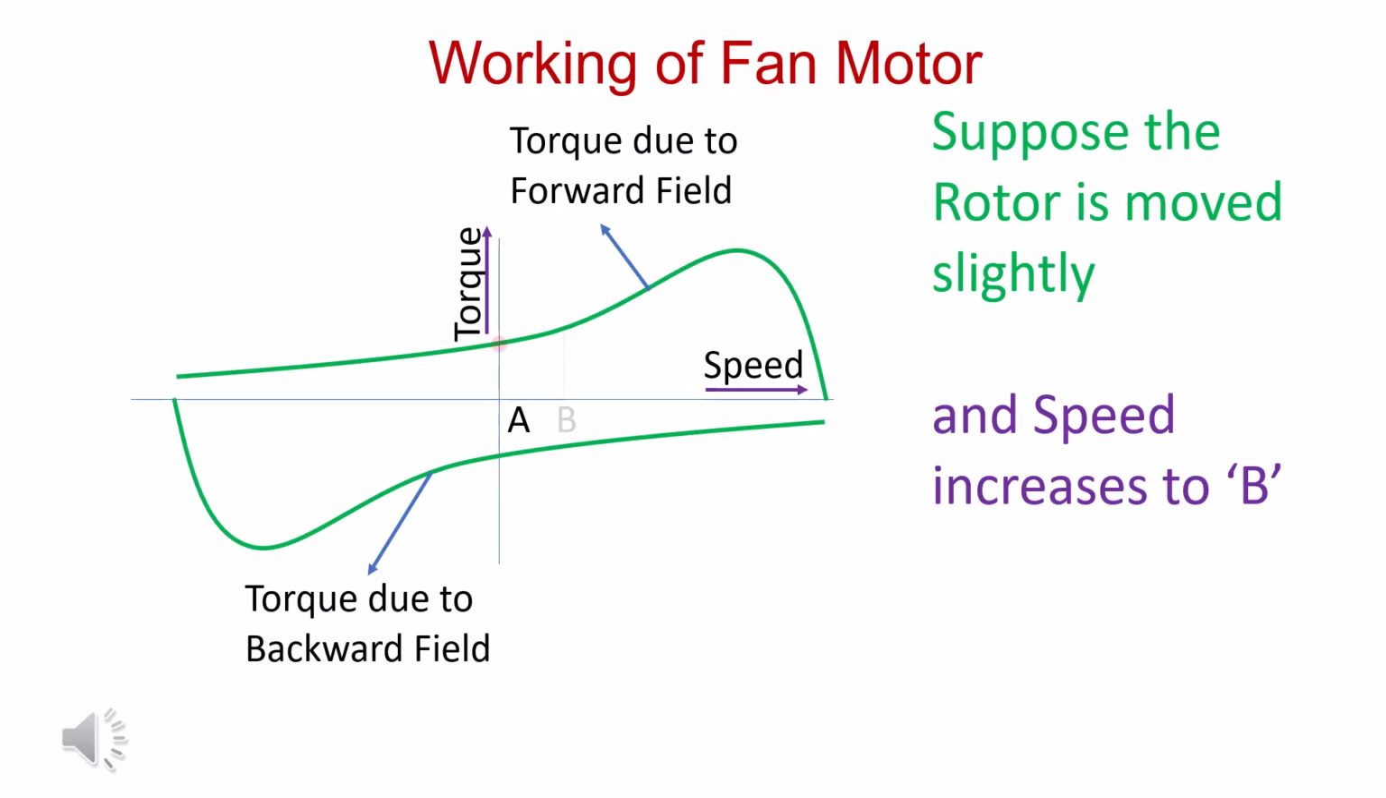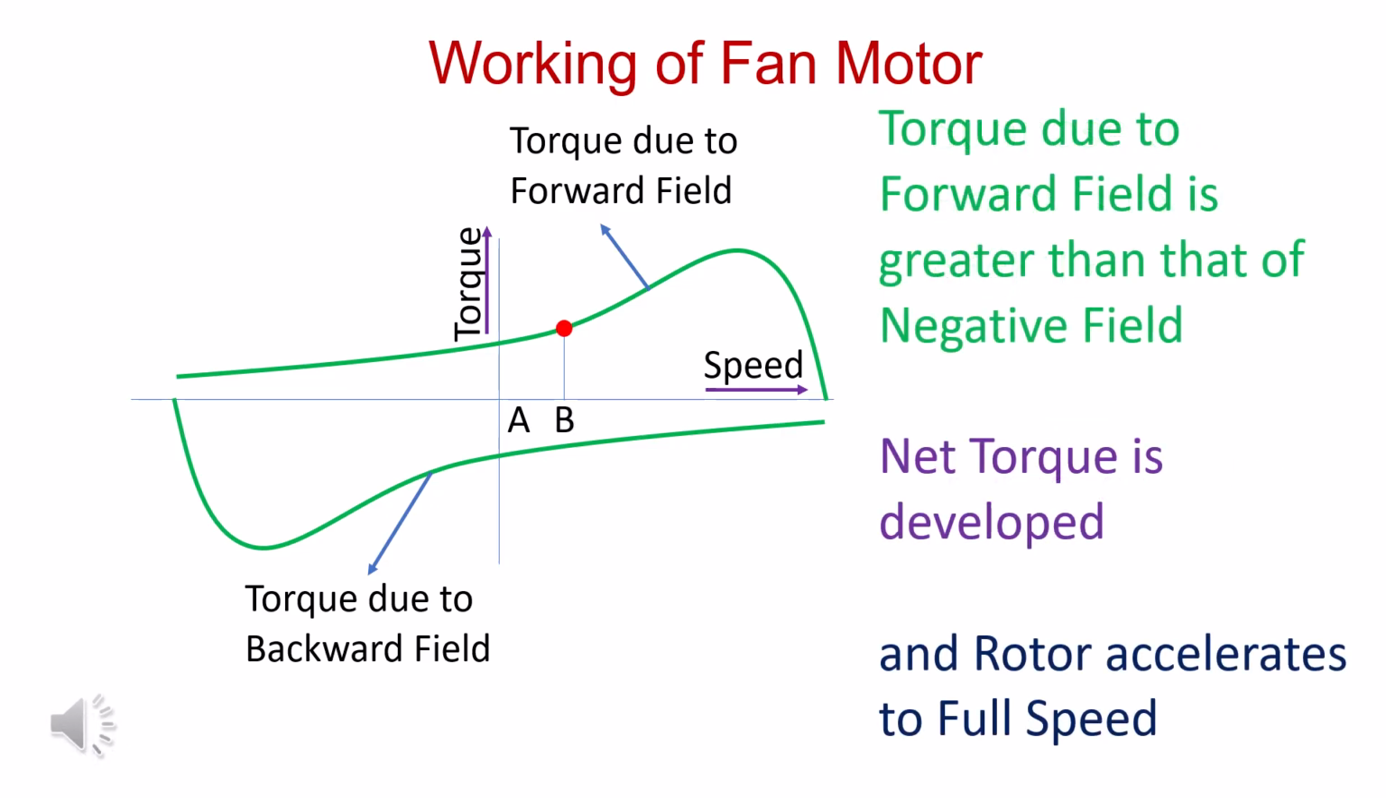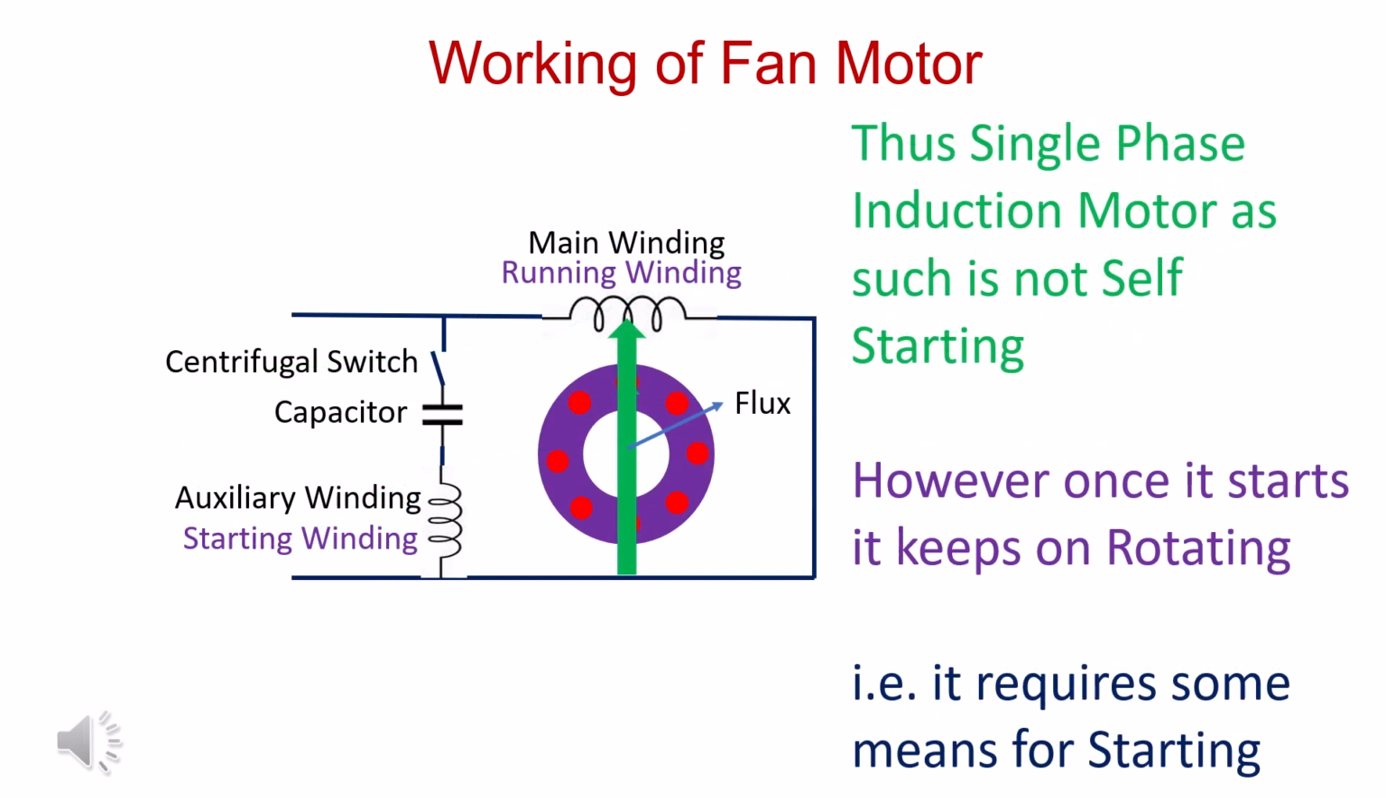Suppose the rotor is moved slightly and speed increases to B. Torque due to forward field is greater than that of backward field. Net torque is developed and rotor accelerates to full speed. Thus, single-phase induction motor as such is not self-starting. However, once it starts rotating, it keeps on rotating. That is, it requires some means of starting.